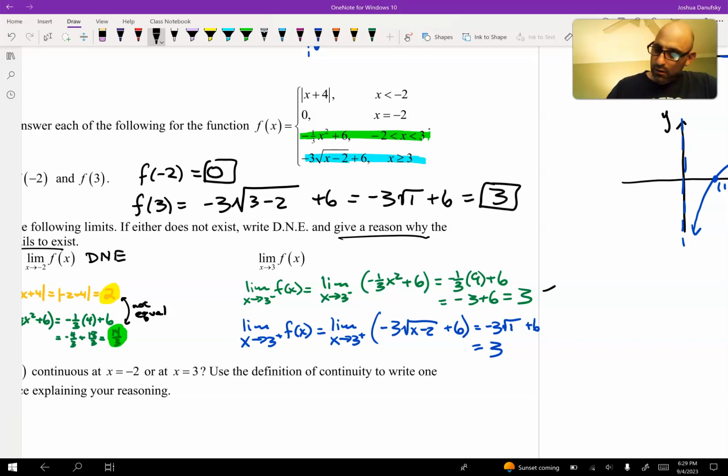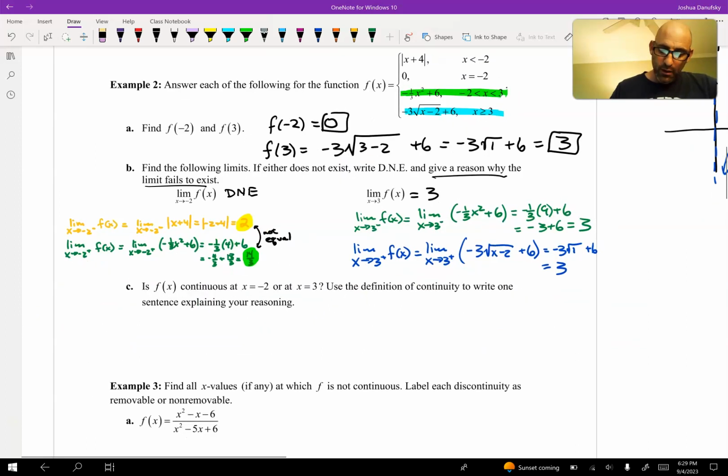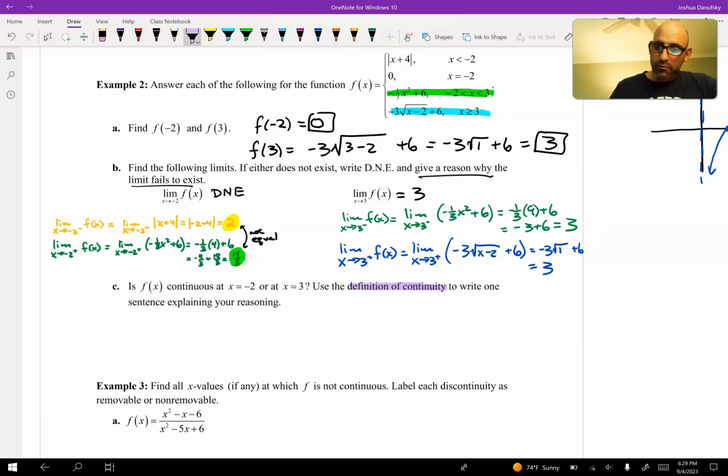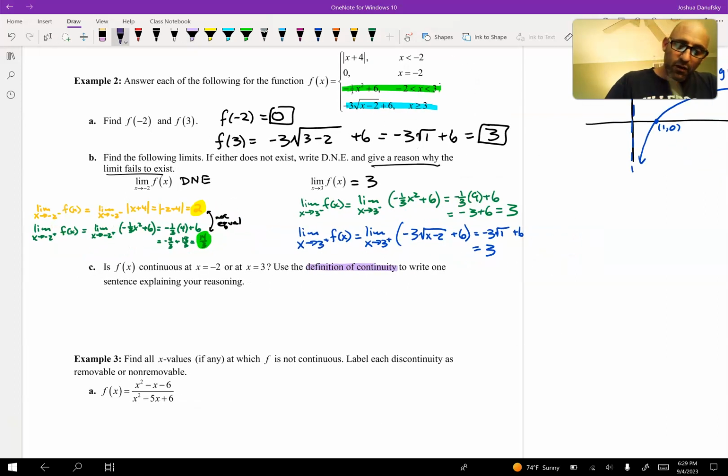Because this guy and that guy are the same, the right-hand limit and left-hand limit are approaching the same value, so we're going to say this limit is 3. All right, right-hand limits, left-hand limits. So, is f continuous at x equals negative 2? We also have to check at x equals 3, and crucially, use the definition of continuity. So we've got to make sure we remember the definition of continuity.